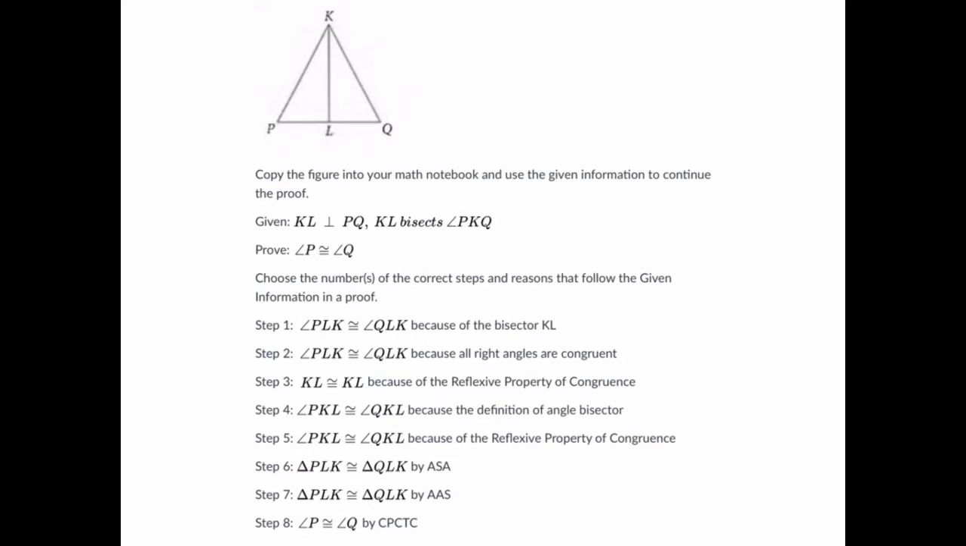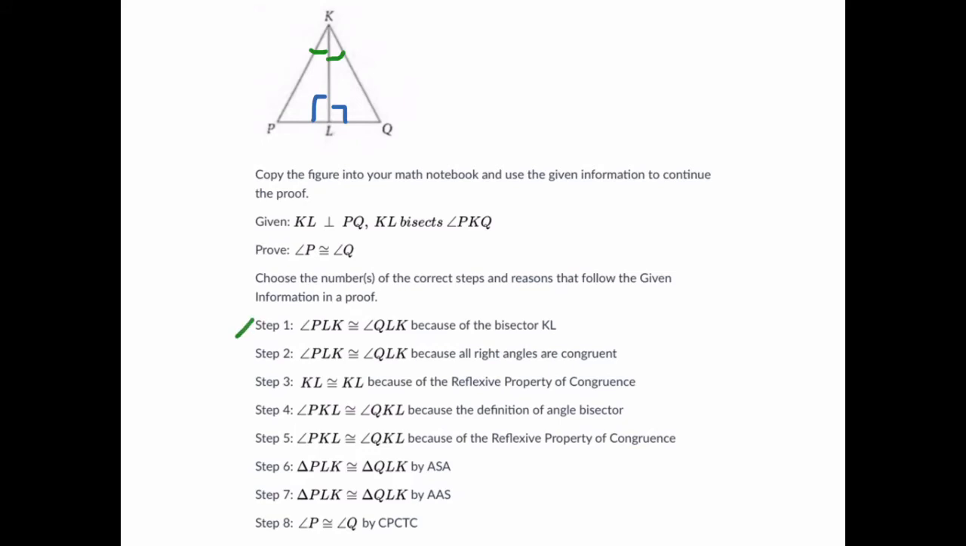And a little further down on your practice, we find this one. It says, given that KL is perpendicular to PQ, so remember what perpendicular means. It means it makes right angles. So this is a right angle, and so is this. And KL bisects angle PKQ. Remember what it means to bisect. It means to cut it into two equal pieces. So the left side of that angle and the right side of that angle are congruent. And they want us to prove that angle P is congruent to angle Q.